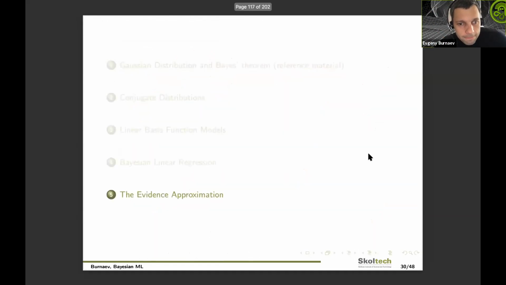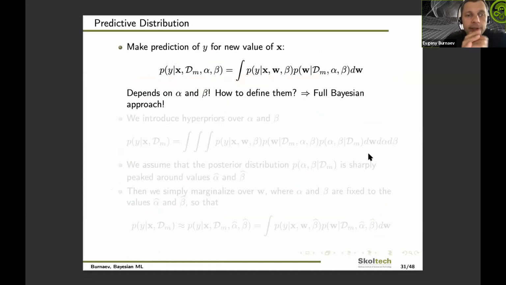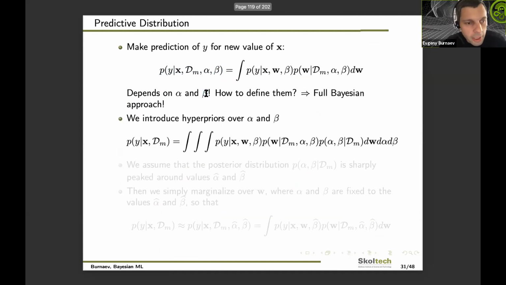Okay. Now let's consider the so-called evidence approximation. We discussed that the predictive distribution of y given x is given by this integral here. The only problem is that in order to make predictions, we need to know the parameters alpha and beta, right? But how do we estimate these parameters?